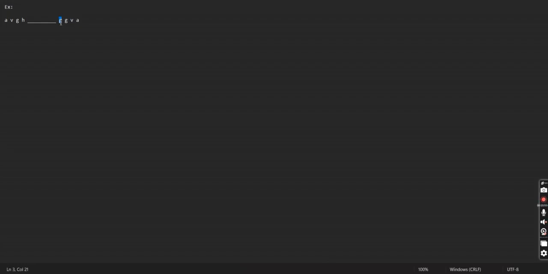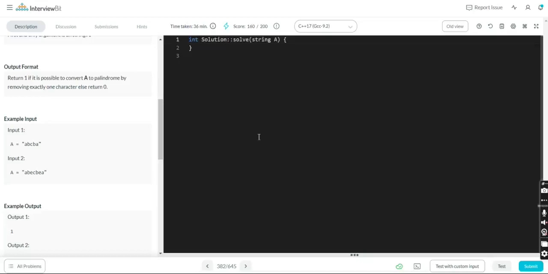So at this position we have two choices. Either we can strike out H and continue with this substring, or we can strike out G and continue with this substring. So we actually need to find out whether we can strike out one of them and the remaining string still forms a palindrome or not.